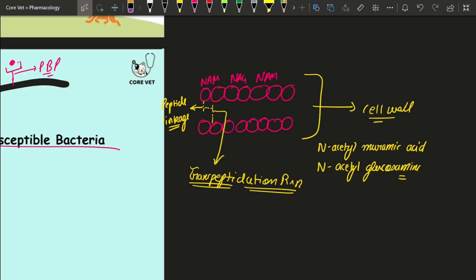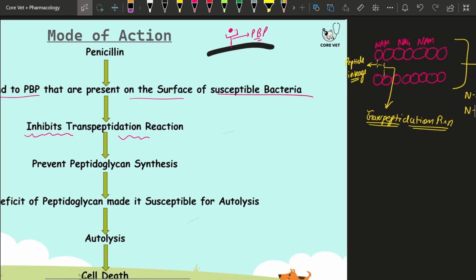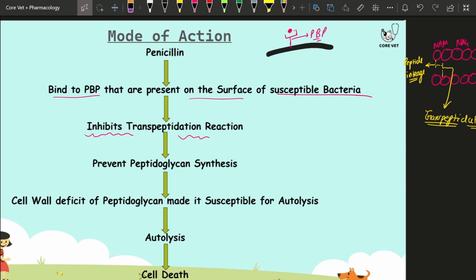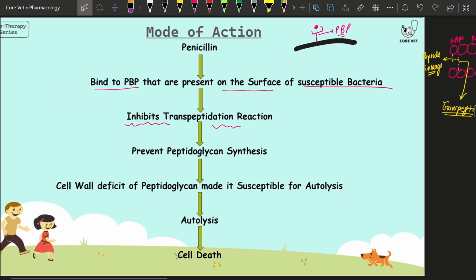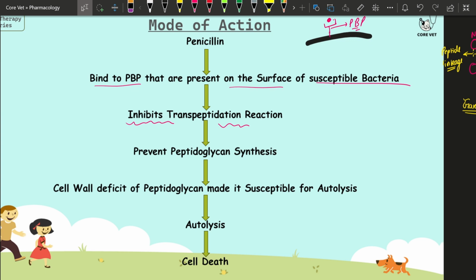So if the cell wall synthesis is inhibited, obviously the structure of the bacteria is going to be compromised. This compromised structure is going to hinder the growth, the division, the metabolism, all aspects of the bacteria. So that's why penicillin is bactericidal. Because there won't be any cell wall, there won't be any bacteria, because the cell wall is quite an important component for a bacteria. It will prevent the peptidoglycan synthesis, and the cell wall deficient peptidoglycan will lead to autolysis of the bacteria and cell death. So that was the mode of action of the penicillin.